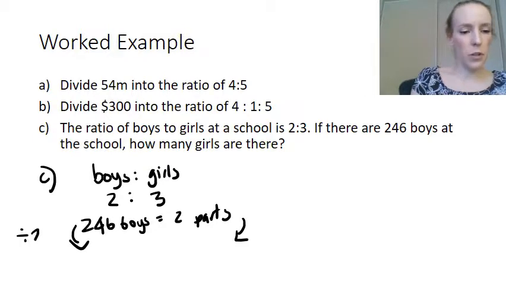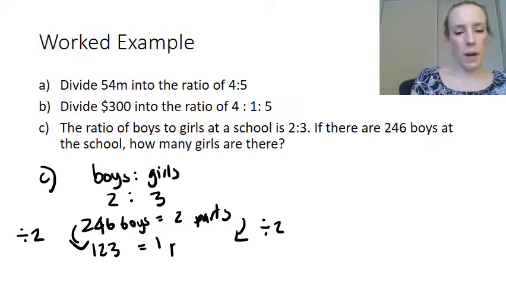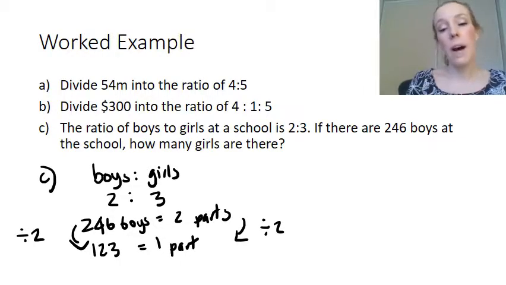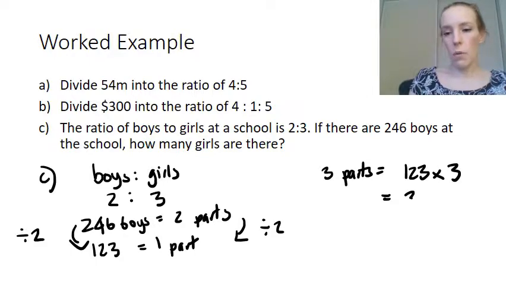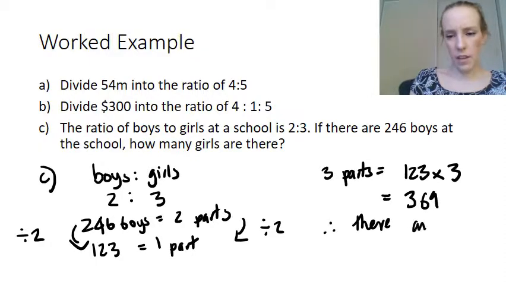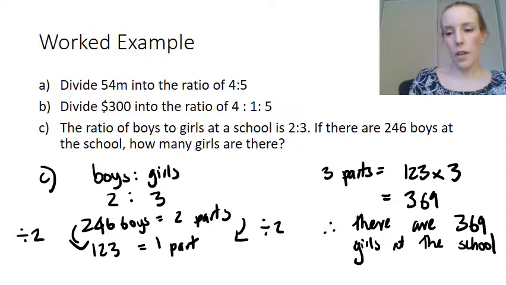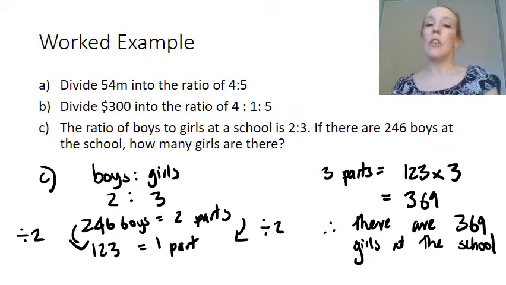So we're going to divide by 2 to find 1 part. So 246 divided by 2, what's that? 123 equals 1 part. So then we want to find out how many 3 parts is. So 3 parts equals 123 multiplied by 3, and that will give you, what's that? 369. So therefore, there are 369 girls at the school. There we go. So that's using the unitary method there to work out what 1 part is, multiplying it up.